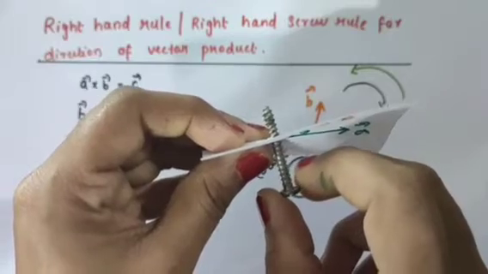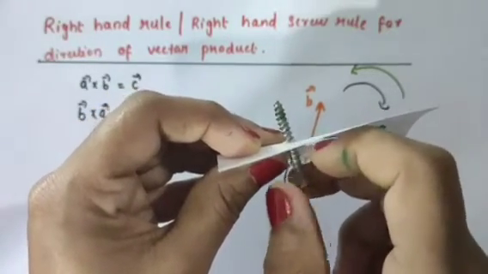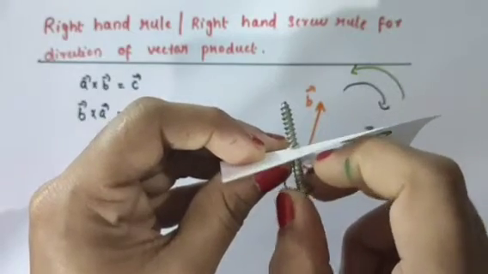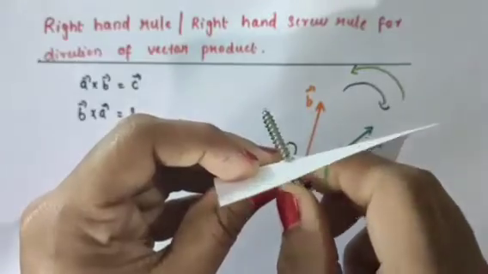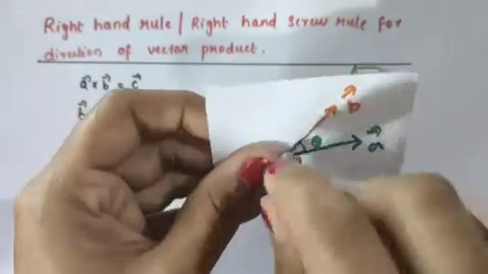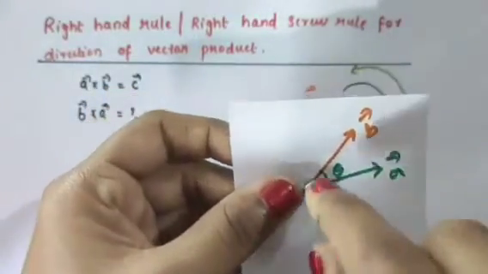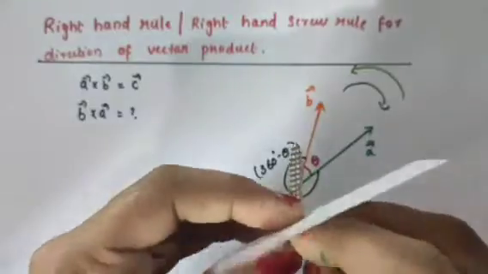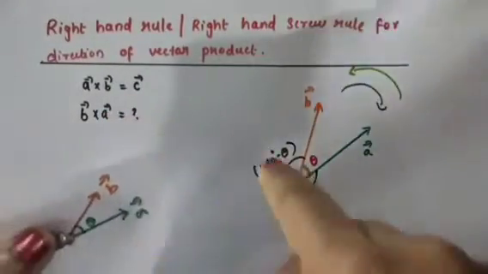This is how A and B will be there, and I need to move this in which direction? Clockwise direction. When I am moving in the clockwise direction, the screw is going inside the plane sheet. Correct? See, it has gone inside the plane sheet. Same thing as I did in the before example using the right hand rule also. I got inside the plane itself by doing B cross A.